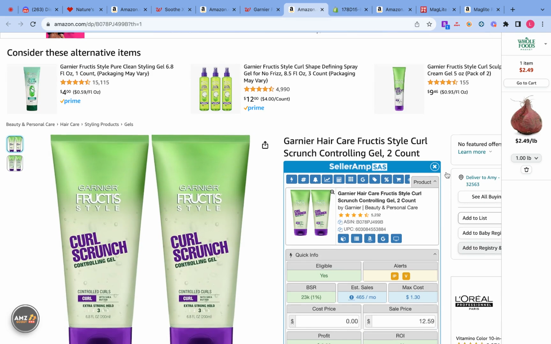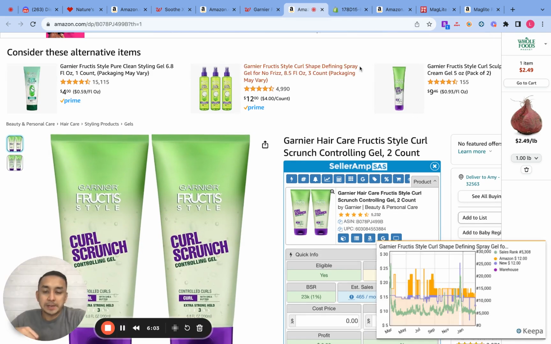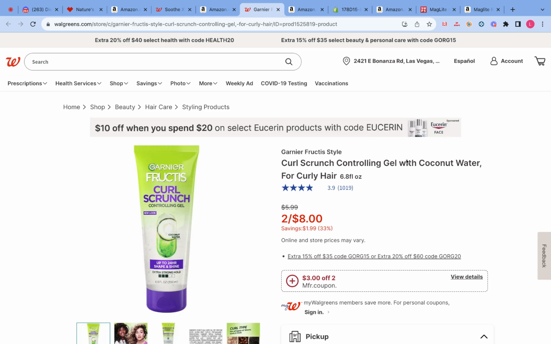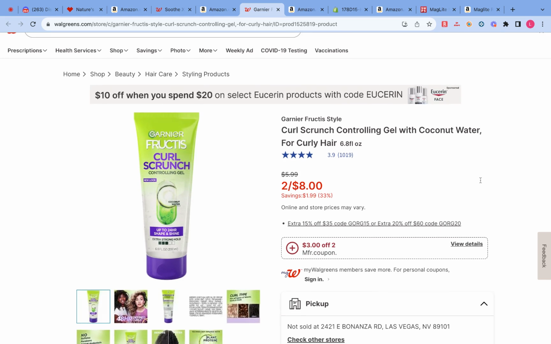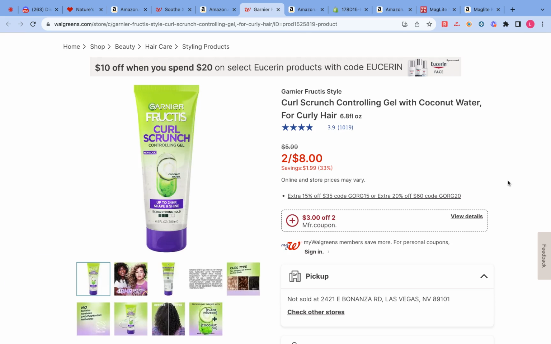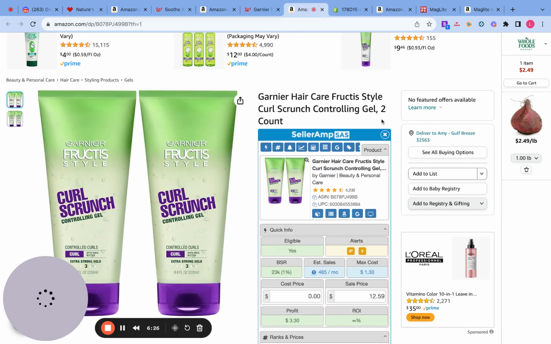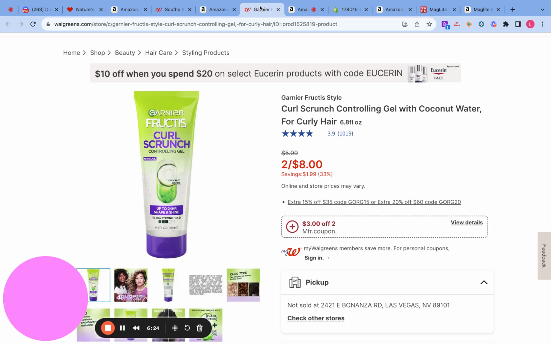Next product is this Garnier gel. So let's see. Okay, so interesting. So there's a coupon. Let's see, 2 for $8. Okay, so $8 is one unit. Because on Amazon, right, there's 2 pieces here. So 2 pieces. So one piece is about $8. So 2 for $8.